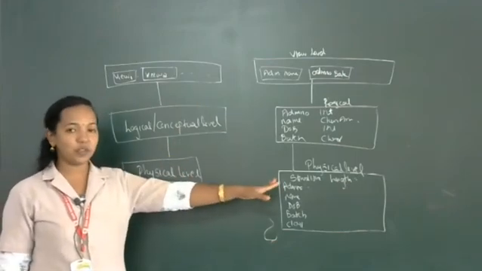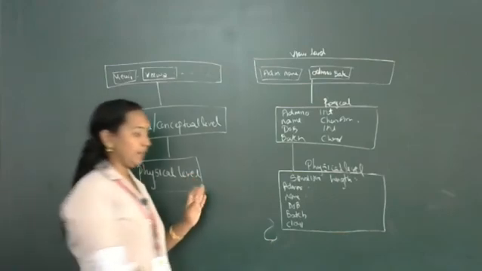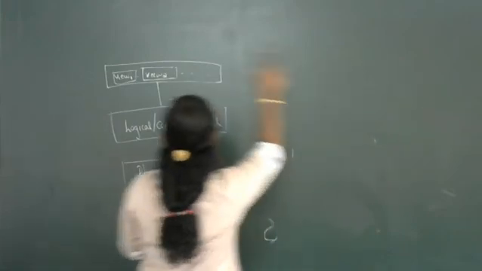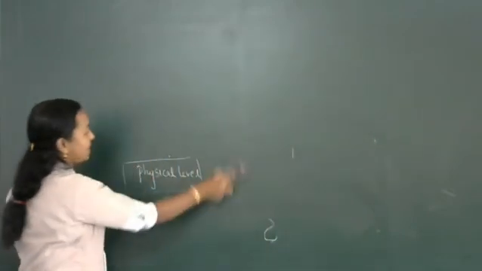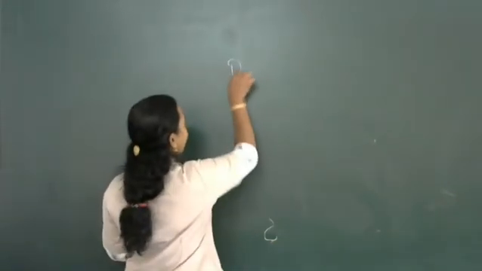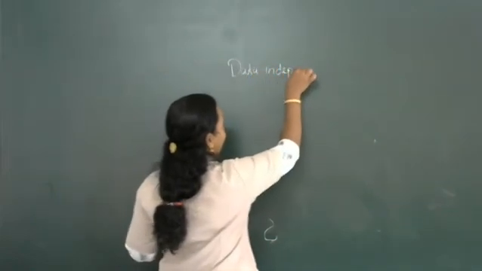This picture is an example; you need to draw this picture. Then data abstraction is how data is represented in the DBMS. Using several levels we describe data abstraction. Then data independence.